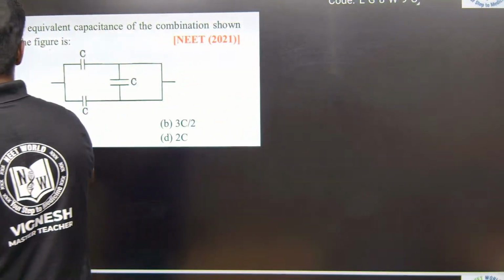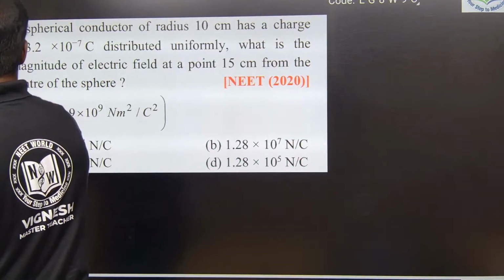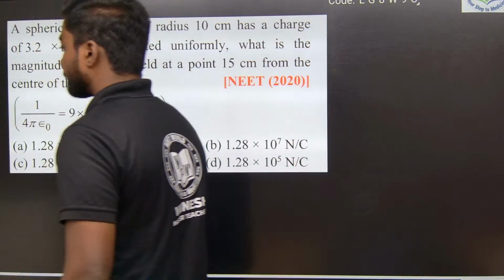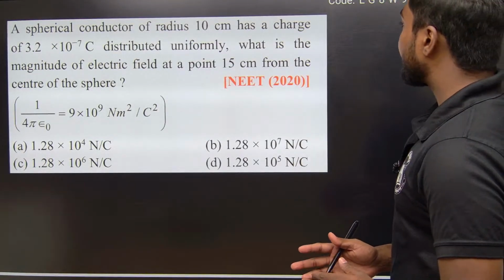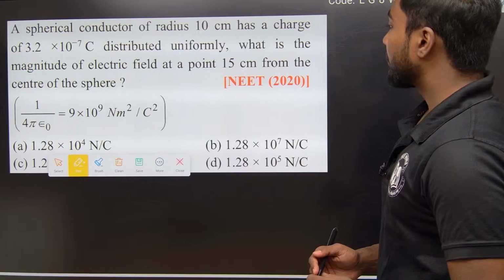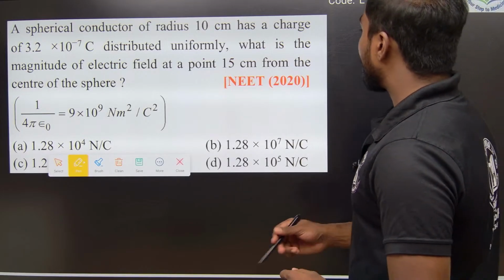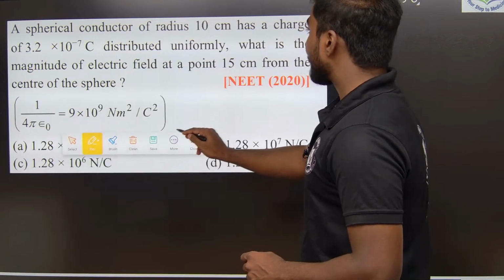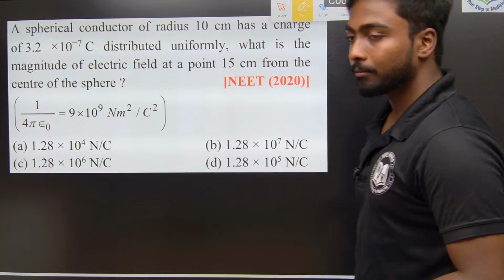The next question is: a spherical conductor of radius 10 centimeter has a charge of 3.2 into 10 power minus 7 distributed uniformly. What is the magnitude of electric field at a point 15 centimeter from the center of the sphere?